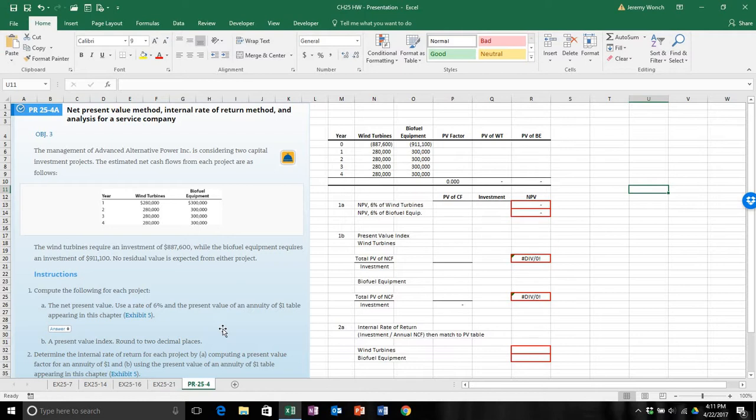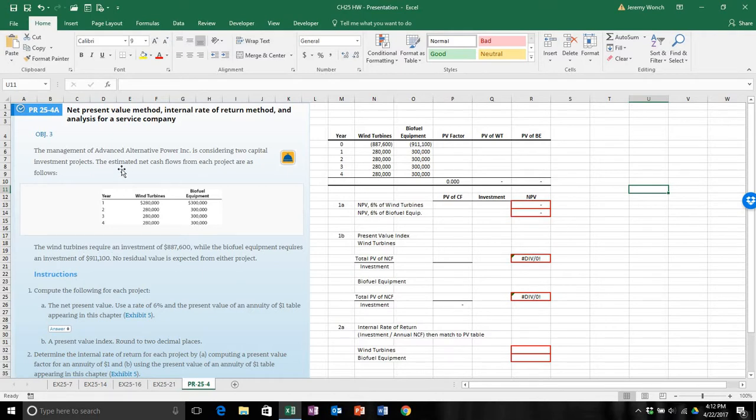Alright, so our last problem is problem 25-4A. And so this one is going to be a little bit of everything. We're going to figure out our net present value and our internal rate of return to see what investment is better. Do we want to invest in this wind turbine or the biofuel equipment?